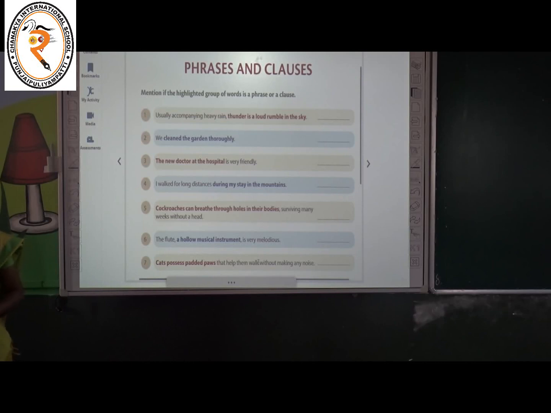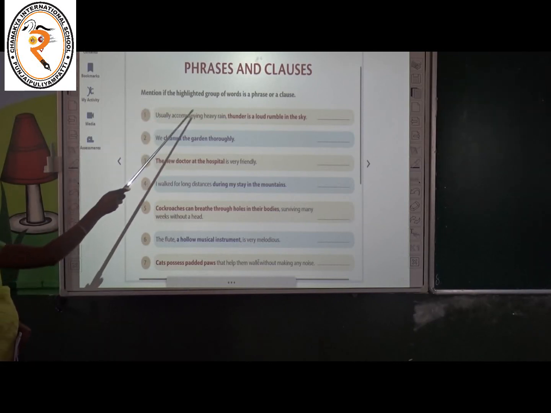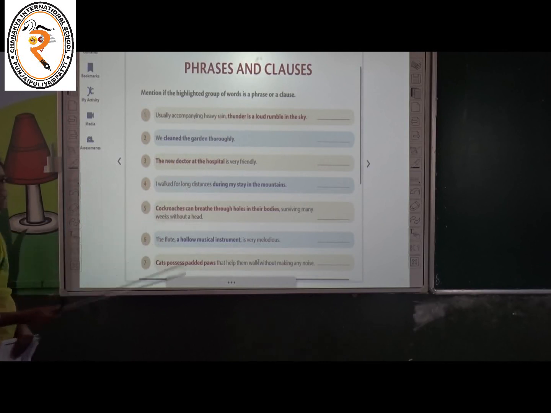Actually, it contains two sentences. In this, one is incomplete and the other one is complete. That is, one gives a complete meaning, the other one doesn't give a complete meaning. So in this we have to find phrase and clause. In phrase and clause, a clause gives a complete meaning, but a phrase doesn't give a complete meaning. See the first one here. Mention if the highlighted group of words is a phrase or a clause.